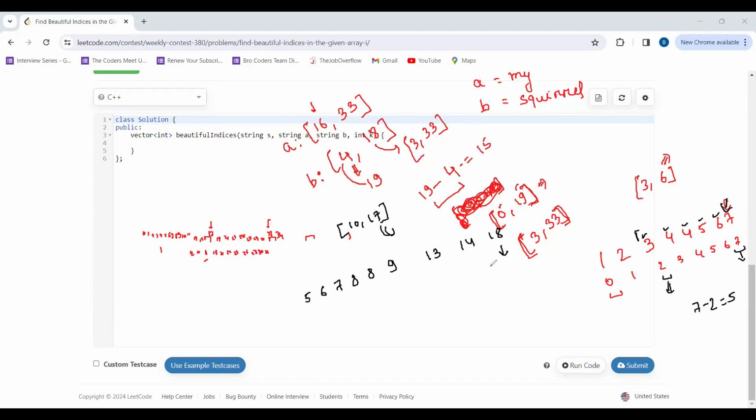And now we'll apply lower bound on 10. First element which is not less than 10, 13. So for example, its index is 0, 1, 2. So the difference will come out to be 2. So we have got two elements which are in the range of 10 to 17 in this particular array. So I hope this approach is very much clear.